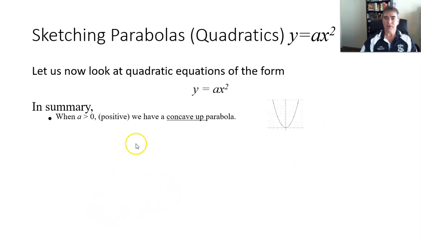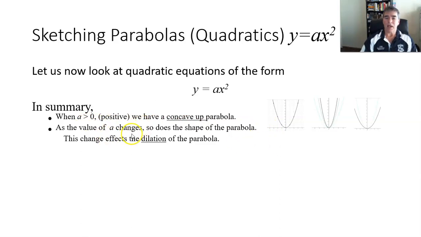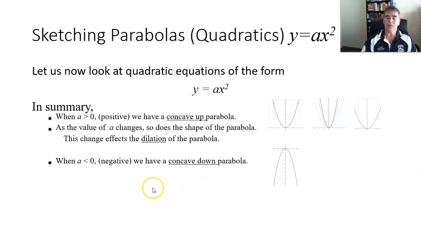So let's have a look in summary at what we've basically just come across. When A is a positive number, so when A is bigger than 0, we get our concave up parabola. And as A changes, so does the shape of the parabola. Its dilation changes. So that was a new word for us too. So when A became bigger, it became a steeper parabola. When A became smaller, the parabola opened up more. And then when A was negative, we have a concave down parabola. And again, as A changes, the dilation of the parabola changes also.